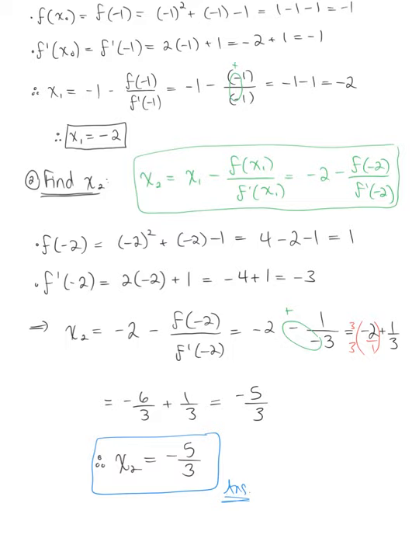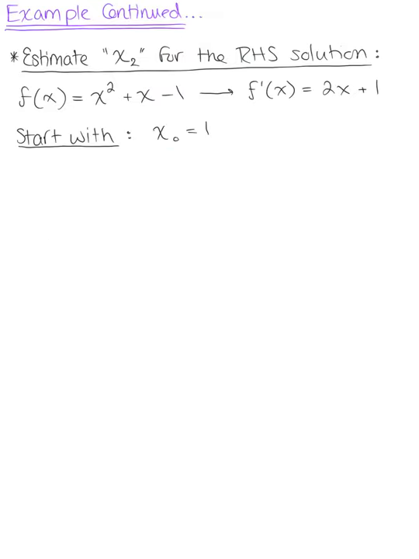So now we want to go ahead and do the same thing for the right-hand side solution. So example continued, we want to estimate x sub 2 now for the right-hand side solution. And we are using the same given function and the same derivative that we found for the left-hand side. And this time we are starting with x naught equals 1. So the first thing we need to do is find x sub 1.